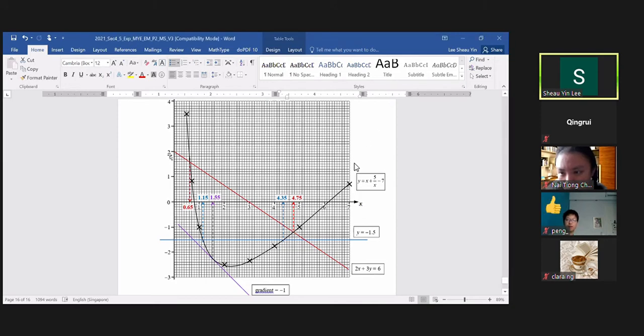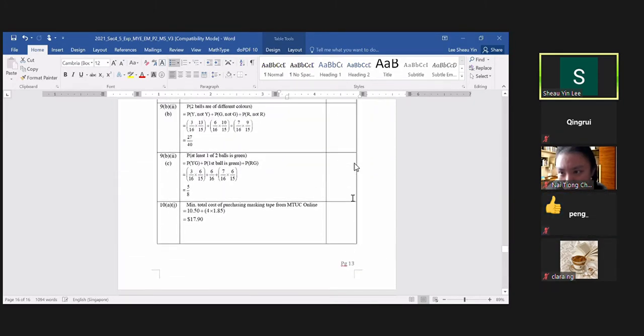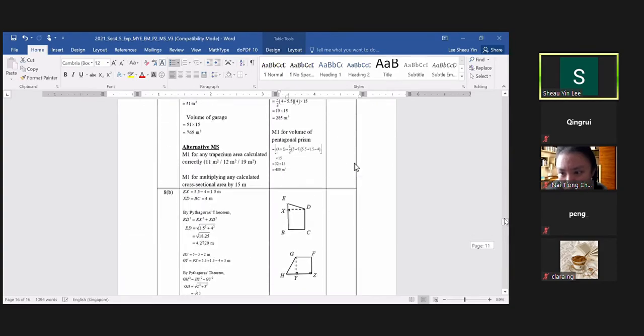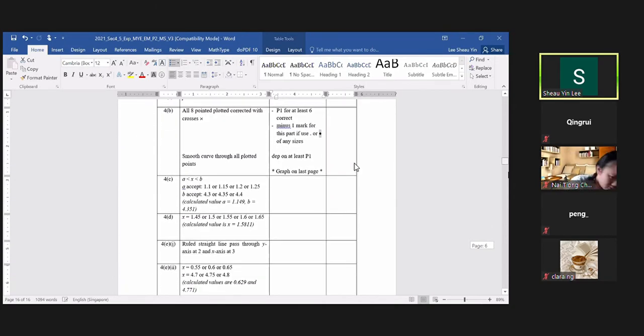Then they want to see a line. Here, this one, A and B, I think they have some range over there. I actually accept all this kind of value: 4 point something, 1 point something. If you give me these values, it's actually correct. Other values, some very funny ones like 1.4, 1.455, gone already. That's why your graph must be smooth and as nice as possible.